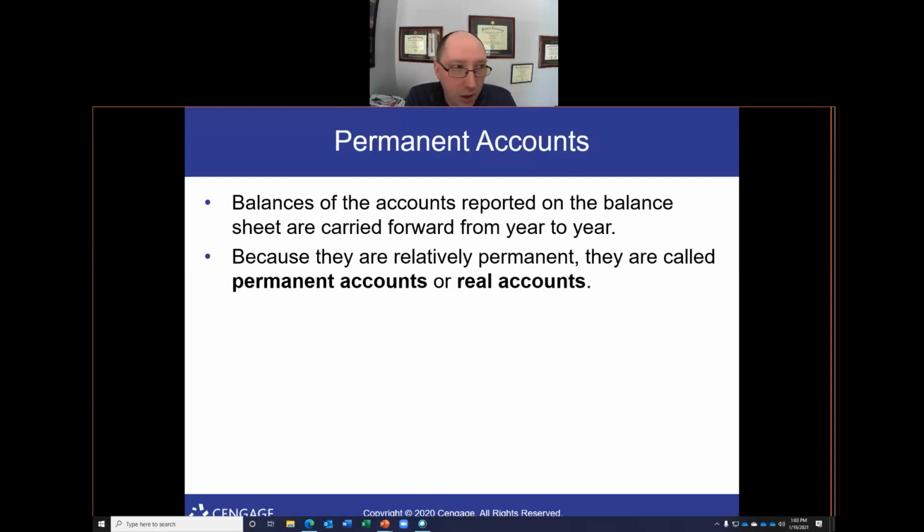So for example, on December 31st, when I close out my accounts, I don't close out the balance sheet. Those balances still exist. The bank account is still there. It still has cash in it. So those are called permanent accounts because they carry the balance forward from year to year.